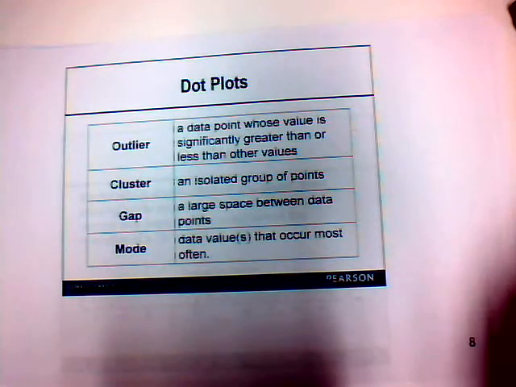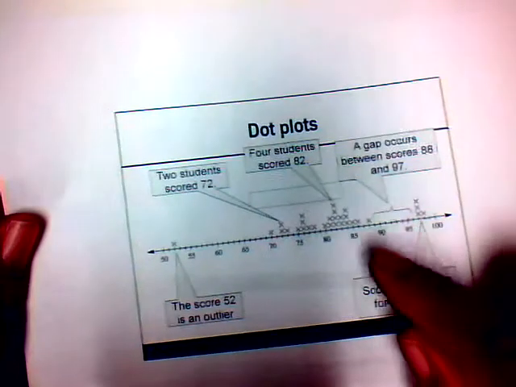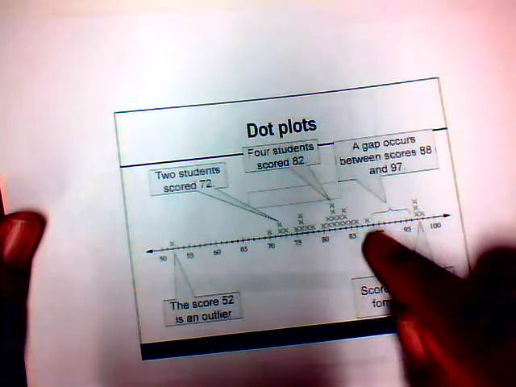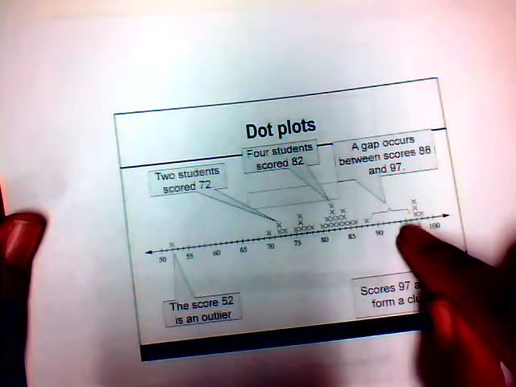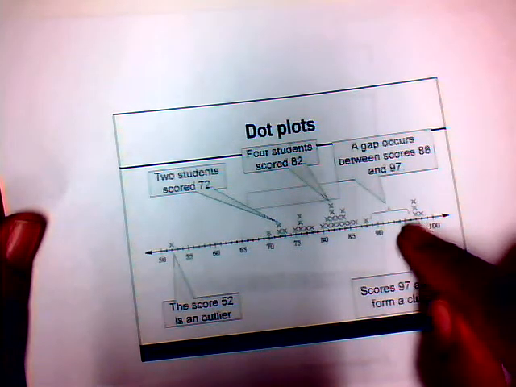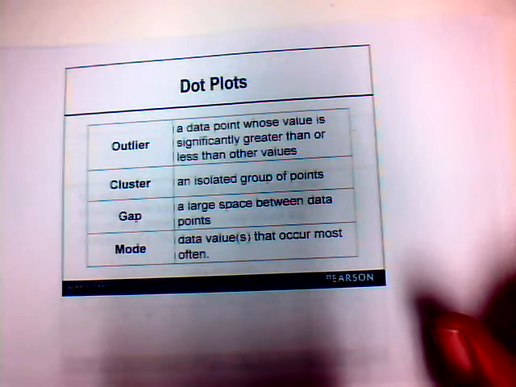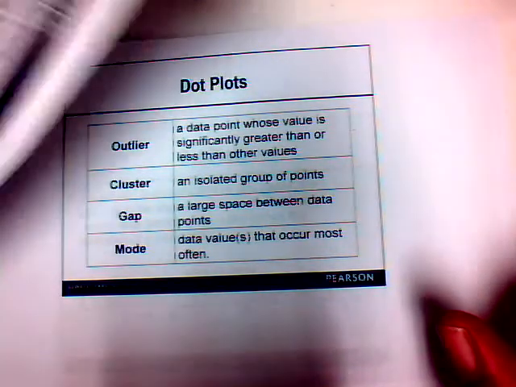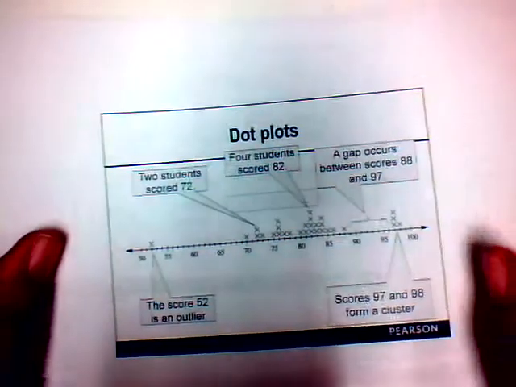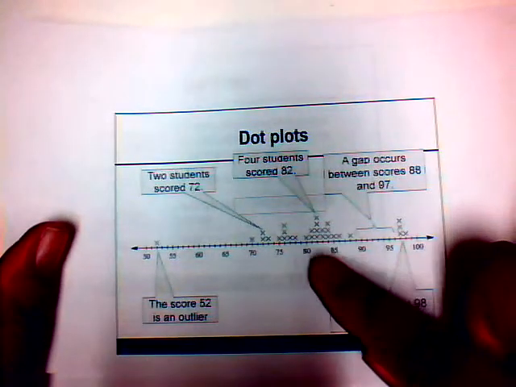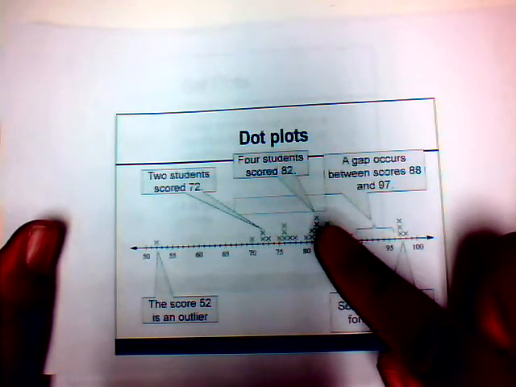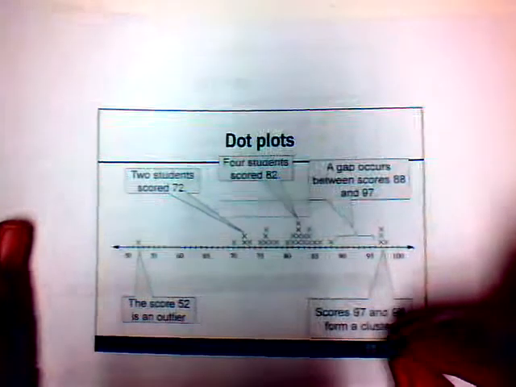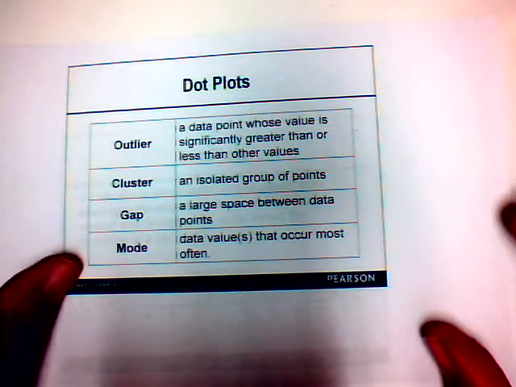And then the gap is the large space between the data points. In this case here, between 88 and 97, that's a gap because there are no data values between those two numbers, 88 and 97. And also the mode is the data value or the data values that occur the most often. So if you were to look at this, the mode would be 82 because that occurs the most often. 4 students scored 82. So that would be considered a mode.